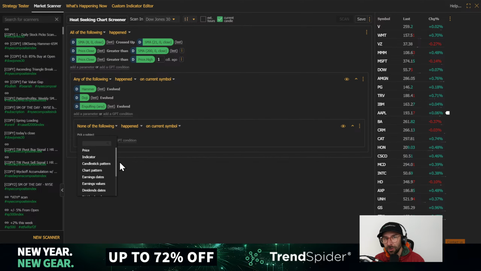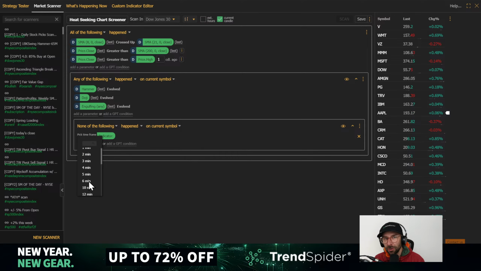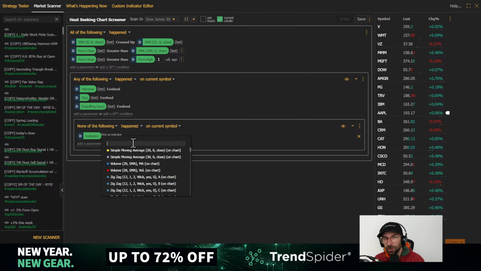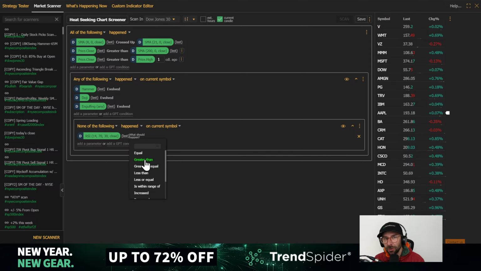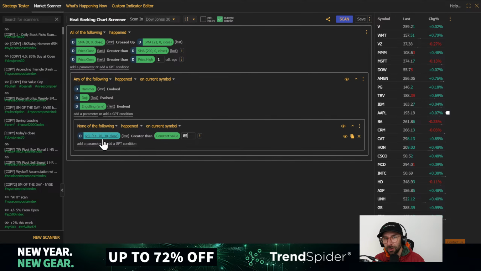Well, maybe we want to be long in some sort of scenario like that, but we also don't want to be long into an overheated scenario. So the first thing I think of is maybe you want to say RSI is not greater than 85, right? So we can search RSI and say greater than a constant value of 85. We do not want names that are overbought, right? So you'd say none of the following: RSI is greater than 85.